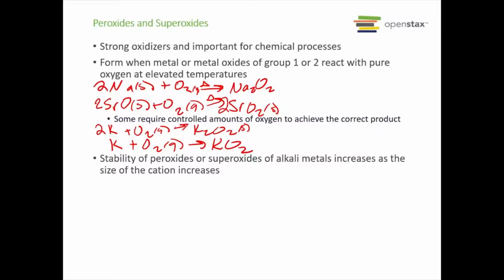One thing that's interesting to know is that the stability of the peroxide or superoxide of the alkali metal in question is going to increase as the size of the cation increases.